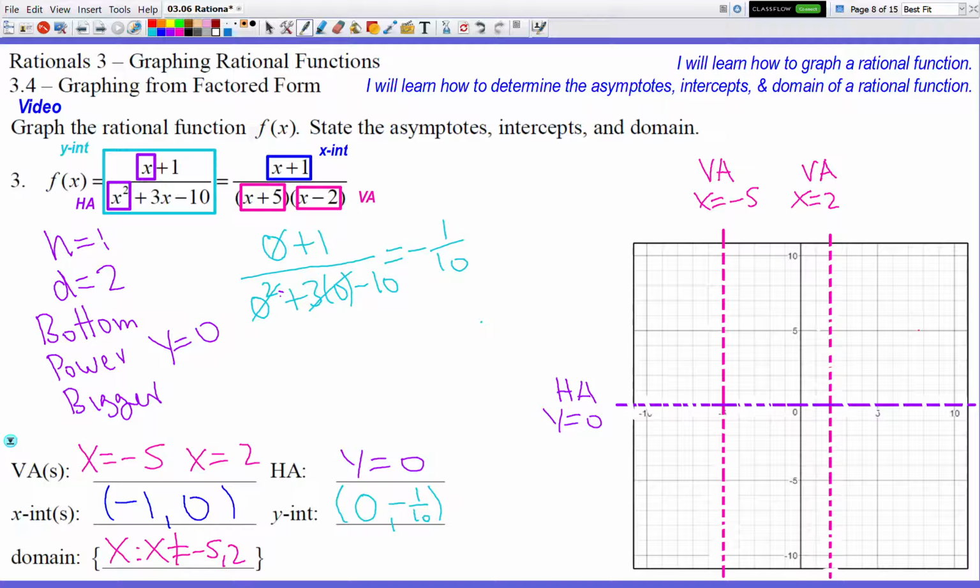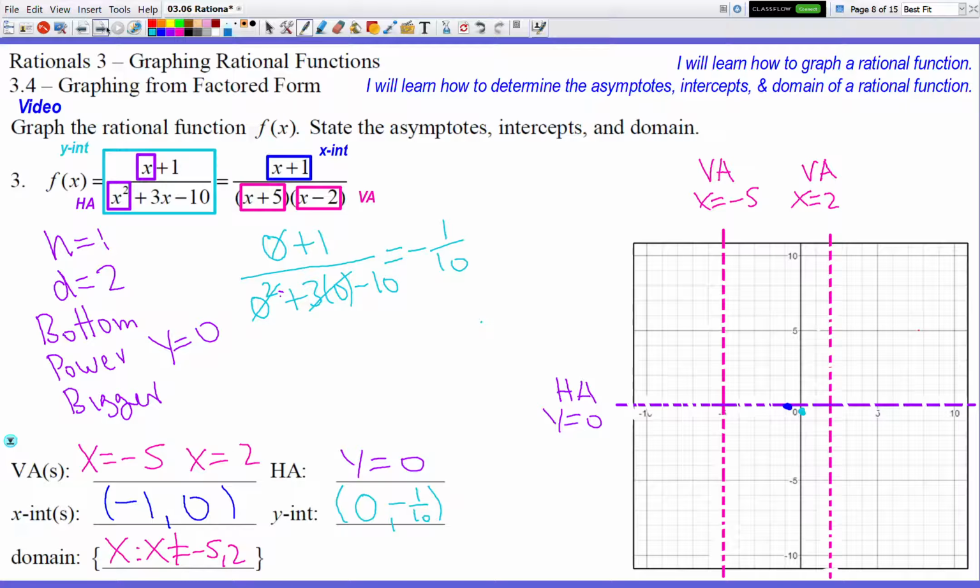Okay, and then let's plot the x-intercept, so that's -1, 0. Let's plot the y-intercept, that's 0, -1/10, so that's super close to the x-axis. And I think that's everything that I can plot so far.